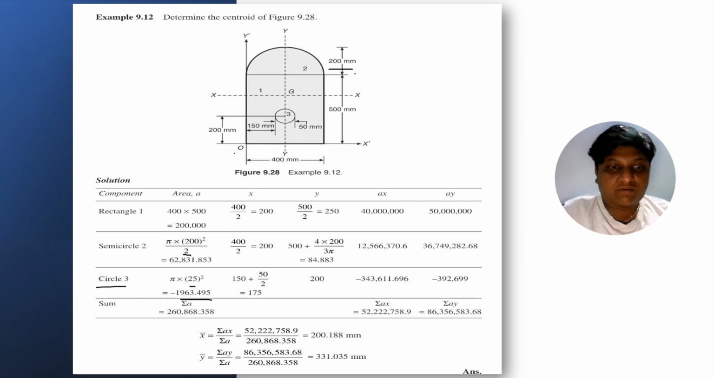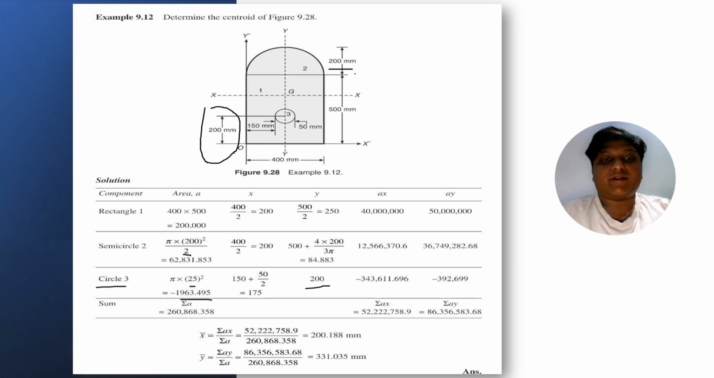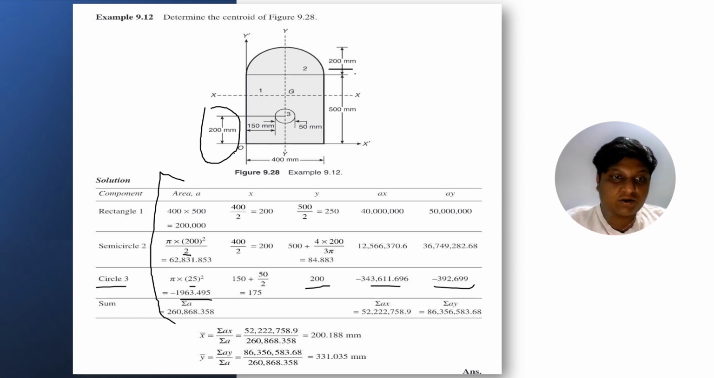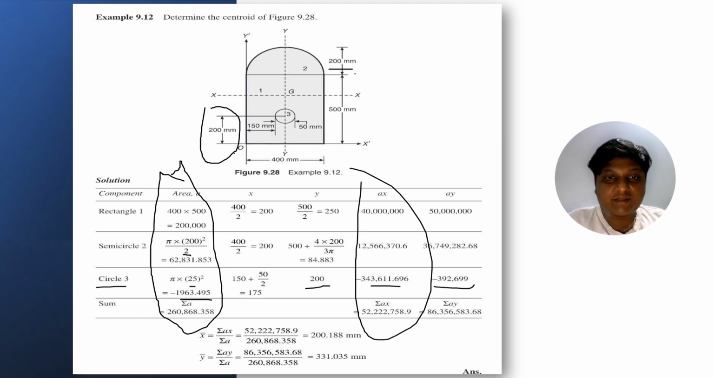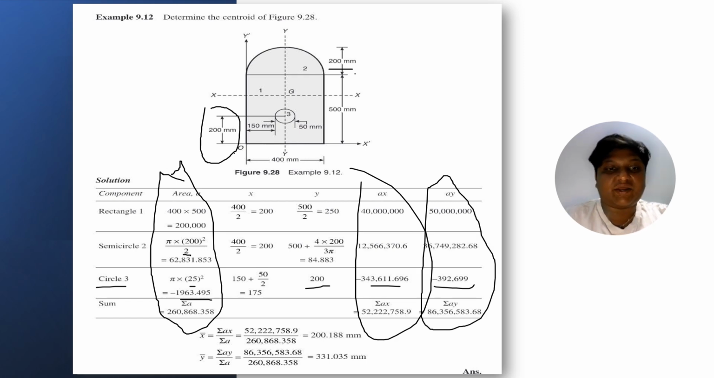Next, with respect to y bar, in the question itself they have given the value with respect to y bar, which is 200. All right, now multiply the x bar with area and y bar with area, and you get the ax and ay values. Now add all these area values, and you will get the summation of area. Add all the ax and ay values, and you will get the summation of ax and ay.